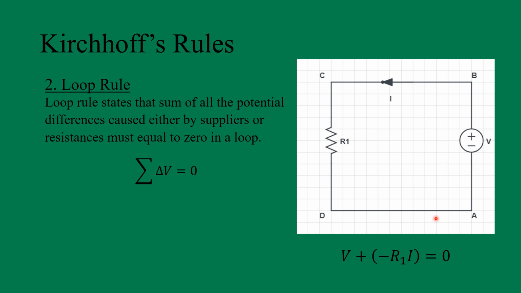And this is the loop rule. Loop rule states that all the potential differences on a closed loop summed up must be equal to 0. And in this example, if we follow the loop A, B, C, D, A, we get this equation. And the sum of the potential differences created by these elements must be equal to 0.